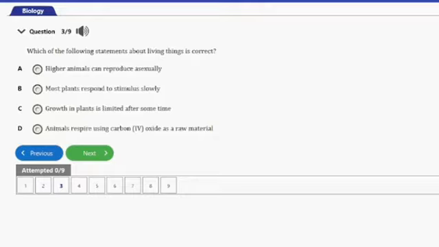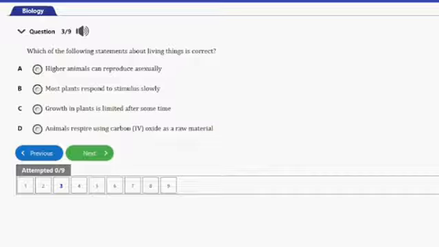It says, which of the following statements about living things is correct? A. Higher animals can reproduce asexually. B. Most plants respond to stimuli slowly. C. Growth in plants is limited after some time. And D. Animals respire using carbon dioxide as a raw material. So guys, the correct answer to this question is option B. Most plants respond to stimulus slowly.